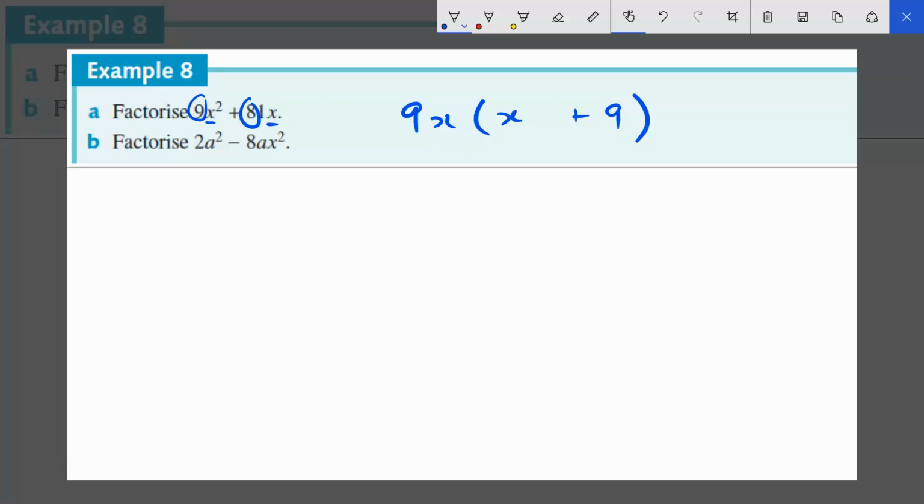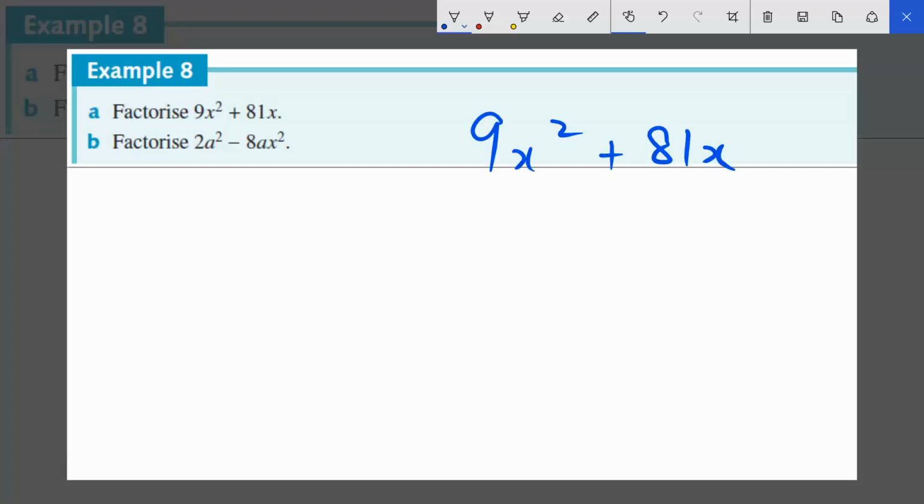Some students are strong in the multiplication tables and factors, so it's easy. Some of them aren't. What I want you to understand is the process is still the same. You're just doing the inverse right now. So what you're really saying is this. You've got 9x squared plus 81x. When you expanded, you multiplied. When you divided, or when you go back factorizing, you're dividing.